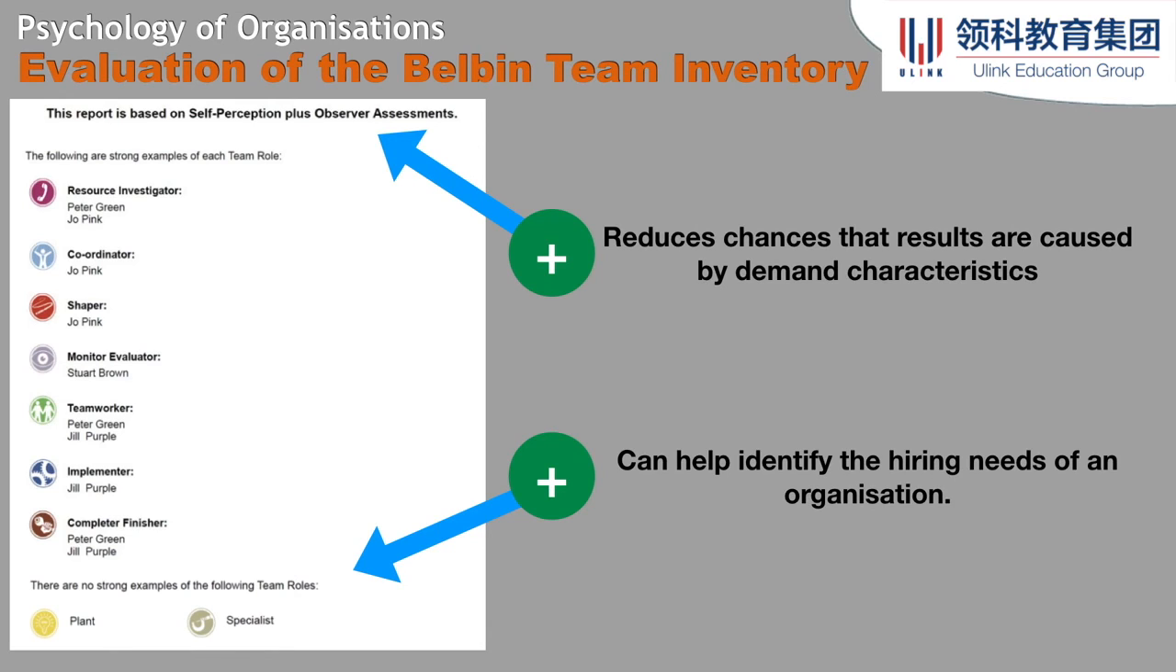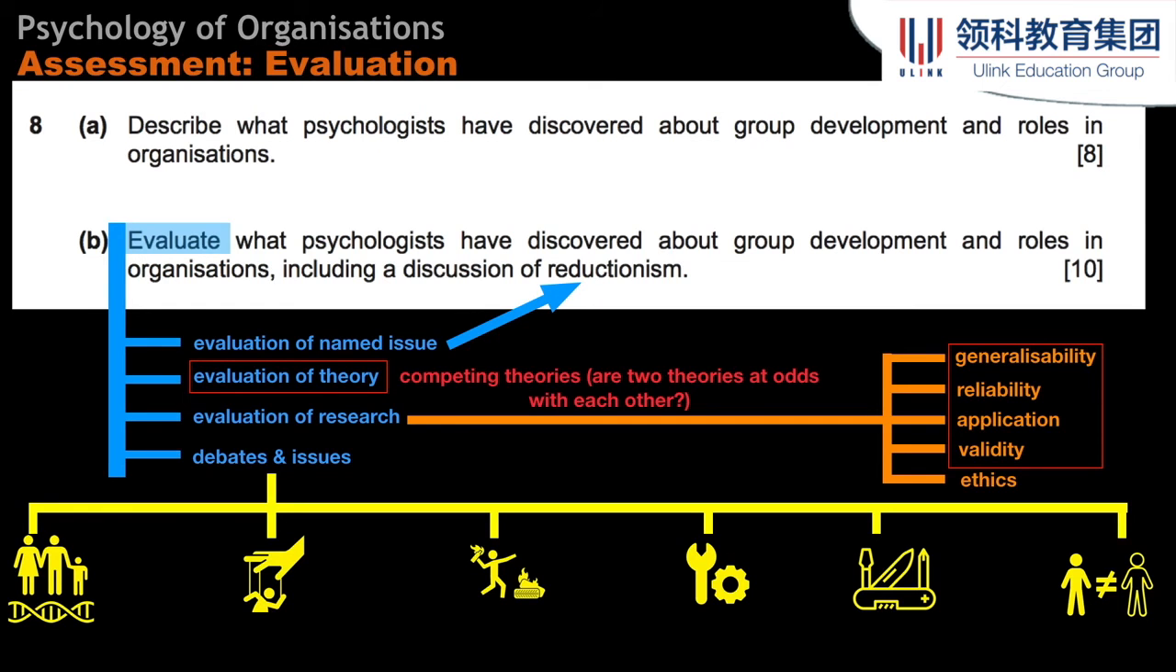Okay. So let's talk about the evaluation a bit more deeply, because last year there was a question that was asked, and it's probably not going to be asked again anytime soon, but it's good to look at just to talk about what we need to look at when it comes to evaluation. It reads: evaluate what psychologists have discovered about group development and roles in organizations, including a discussion of reductionism.